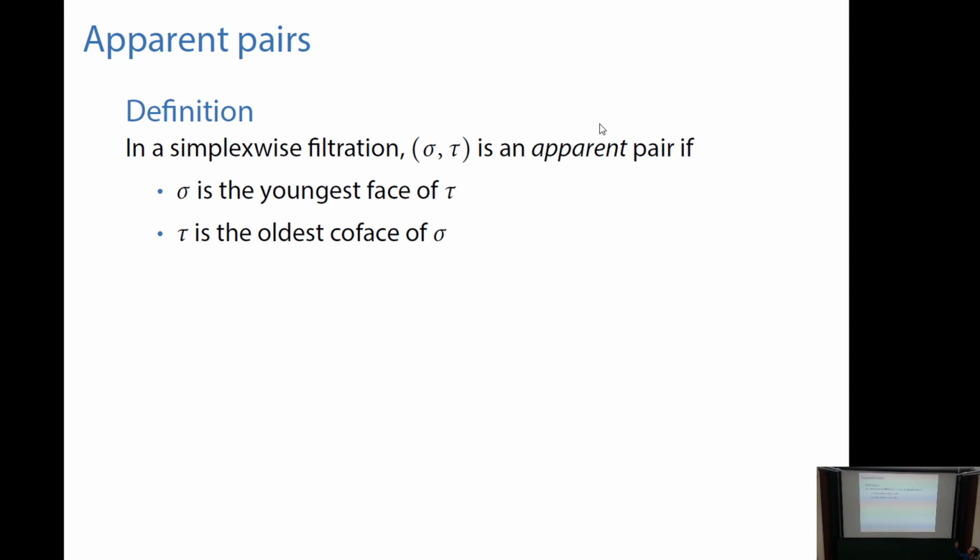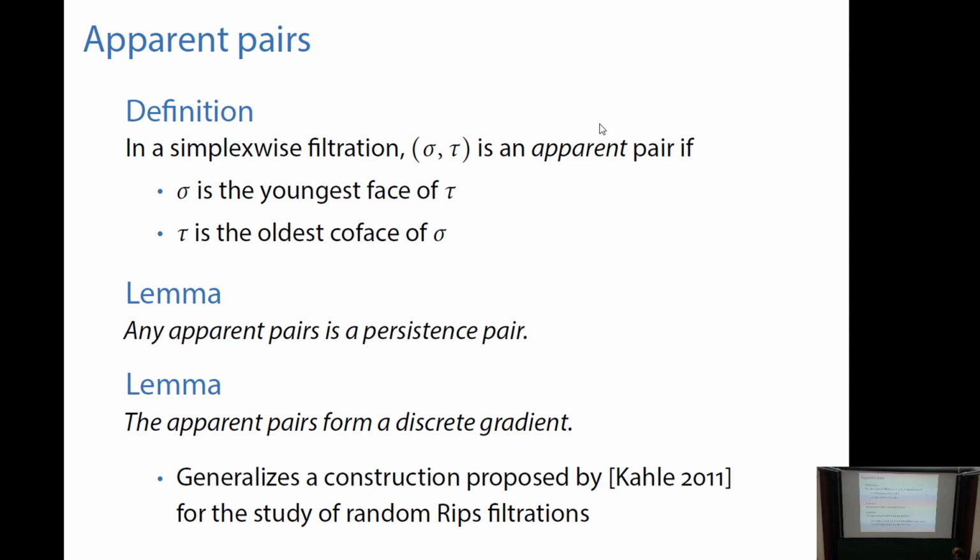So we take a simplex-wise filtration, and we call a pair sigma tau apparent if we have this symmetric relation. Sigma is the youngest face of tau, youngest meaning appearing latest in the filtration, maximal index in the filtration. And at the same time, tau is the oldest coface of sigma. It turns out this is a very good notion that seems to capture exactly the overlap between persistence and discrete Morse theory. So you can prove that any apparent pair is a persistence pair, and at the same time, the collection of apparent pairs also forms a discrete gradient.